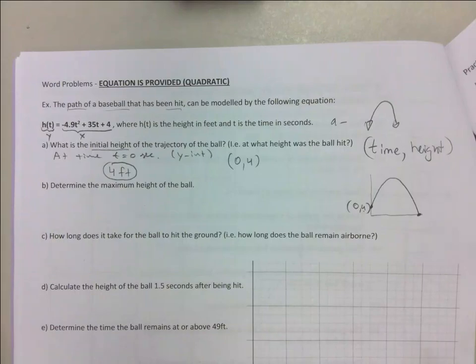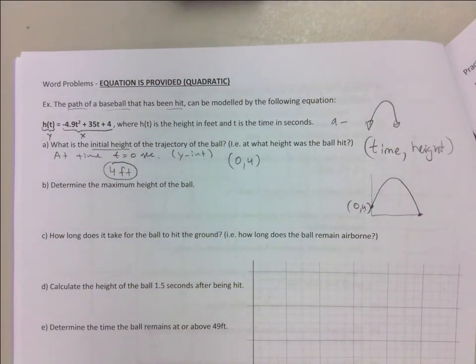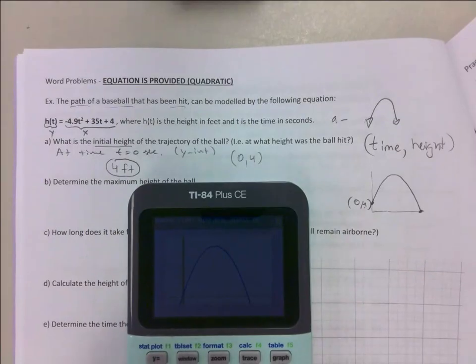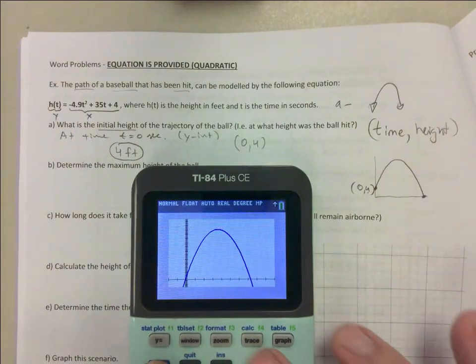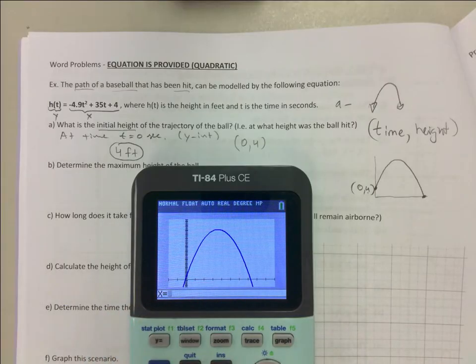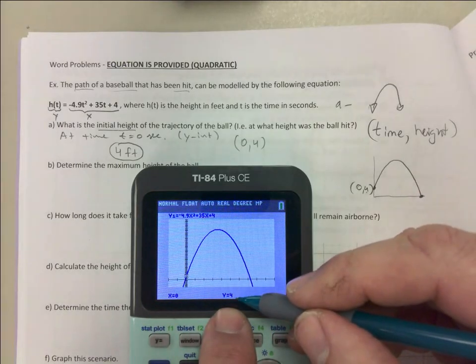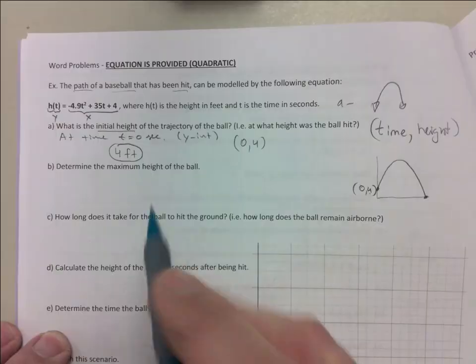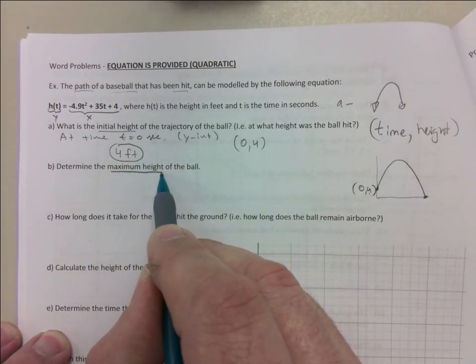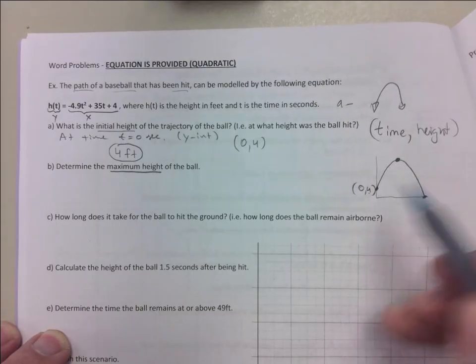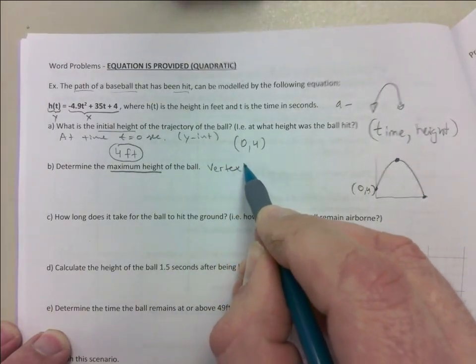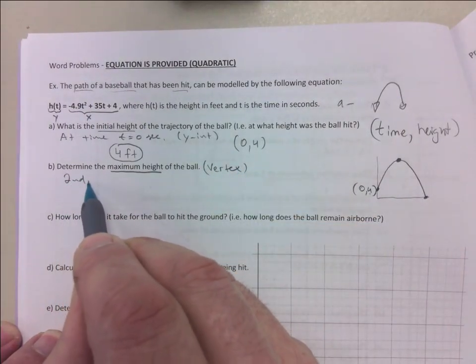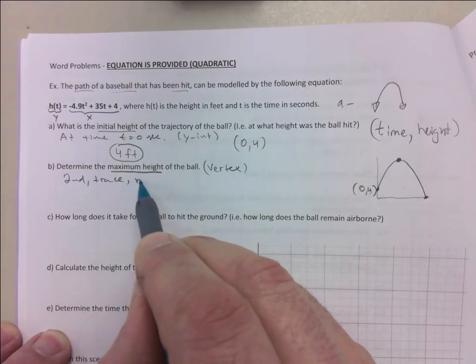Okay? How else can we find our y-intercept using our calculators? Let's say you draw a blank. Second, trace, value, let x be equal to 0, and if you hit enter, y is equal to 4. Okay, so that's another way of doing it. Determine the maximum height. What do you think it's asking us for? The vertex, yes. This is the vertex. So second, trace, max.